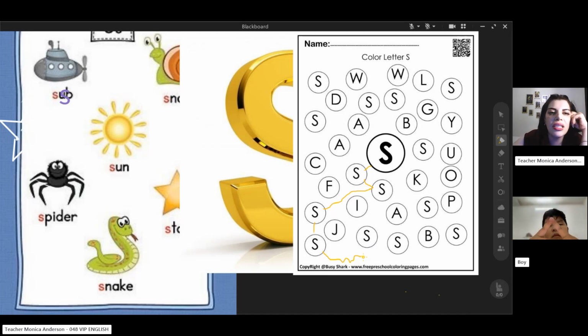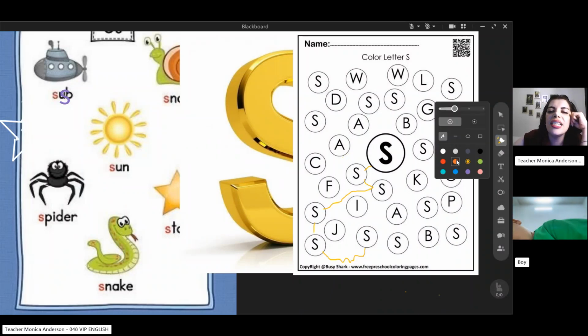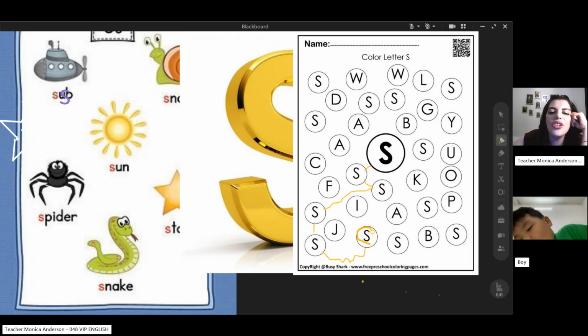What is that? It's letter S. Okay, let's color it with yellow. Letter S. Okay, this one. Mario, is this S? No. This one. No. This one? Yes! Good job! Okay, let's color. Letter S.